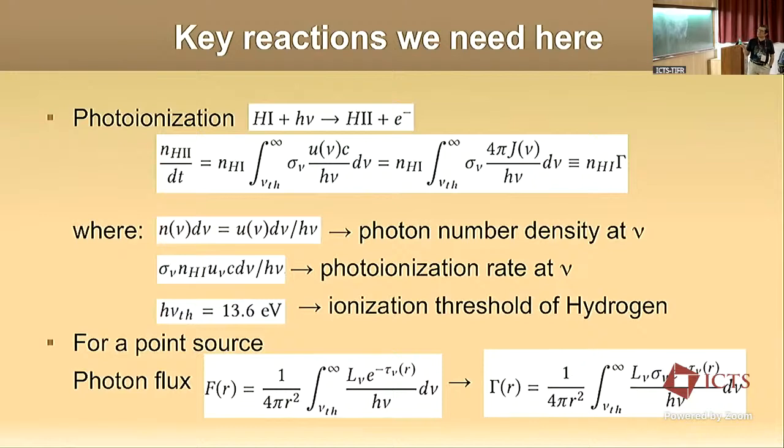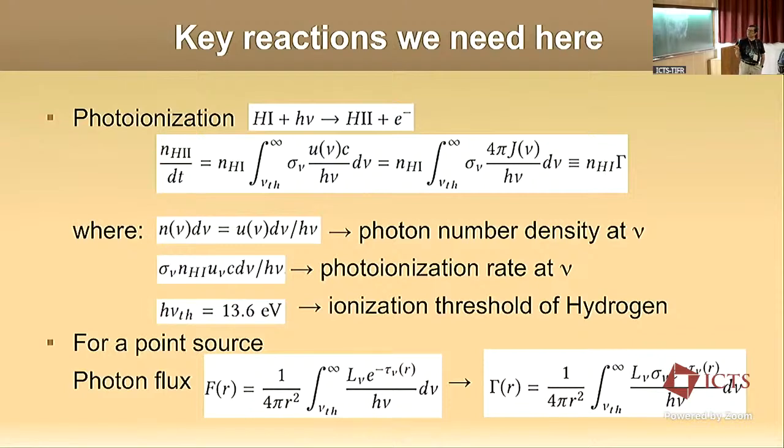So this here is the number density of photons. Why? Because you have the energy density divided by the energy per photon gives the number density, because total energy divided by the energy of one gives you how many you have. The photoionization rate is just the cross section times the photon number density. And you need to integrate from the ionization threshold of hydrogen, because photons that are below the threshold cannot ionize hydrogen, so we don't care about them in this context.